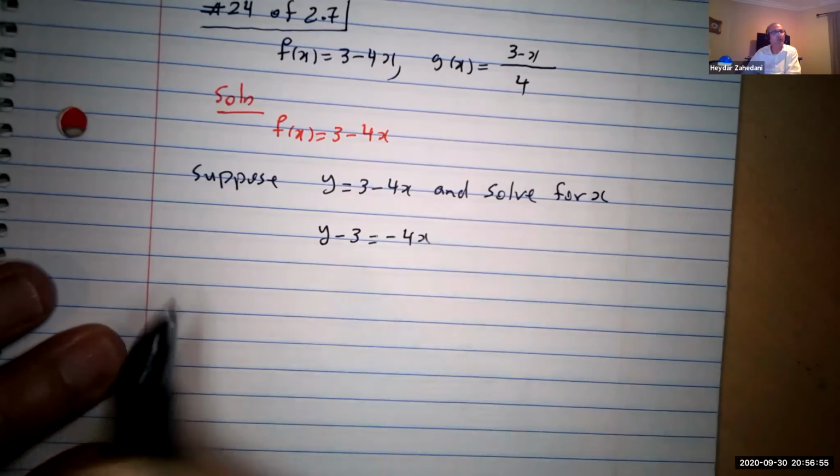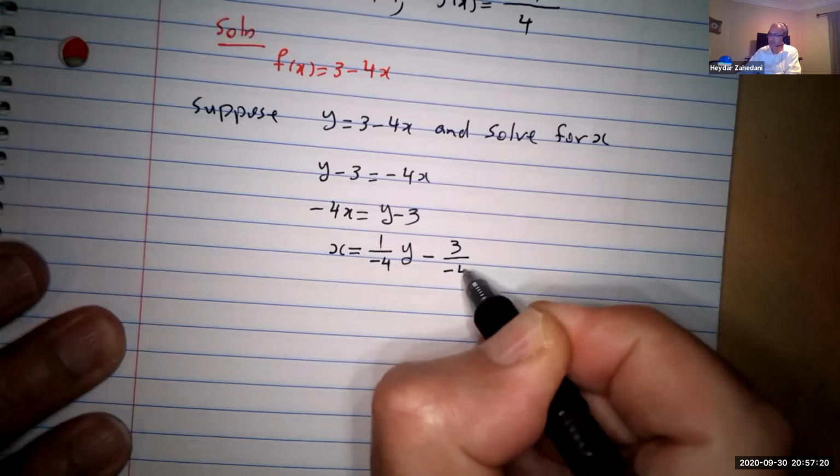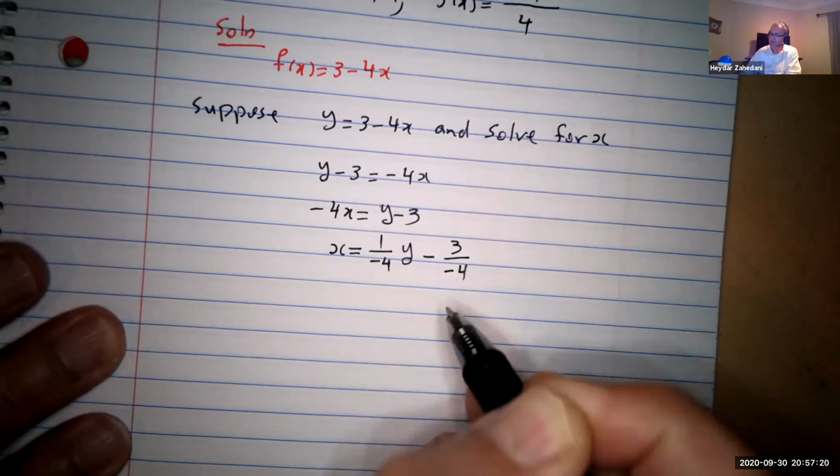the coefficient of y, which is 1 over negative 4 times y, minus 3 divided by negative 4. So x is equal to, we write this as a negative quarter of y, and negative becomes positive, plus 3 quarters. Any question? So remember, this is your inverse function, f inverse of y, which is equal to negative a quarter of y plus 3/4.